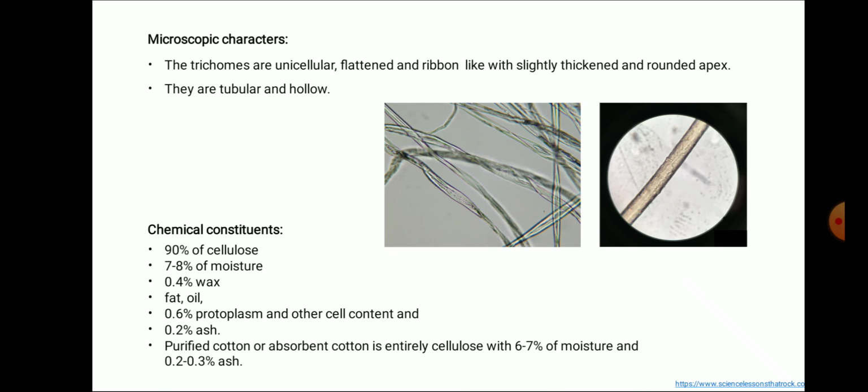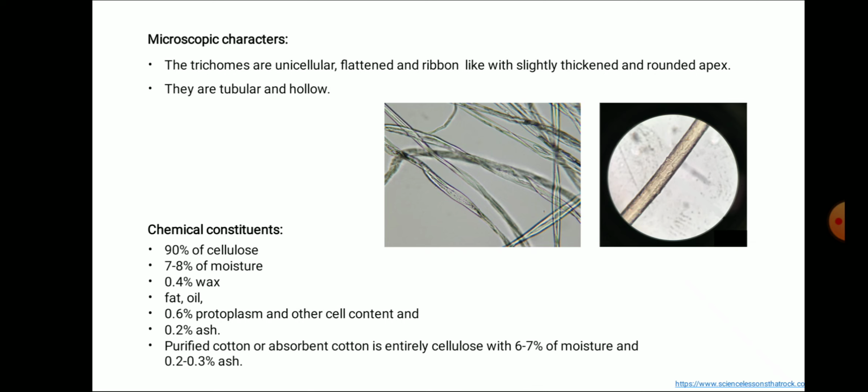Okay, the microscopical characteristics. The trichomes are unicellular, flattened and ribbon-like with a slightly thickened and rounded apex. They are tubular and hollow. As you can see in this picture, you can understand our laboratory session. And you should know the hollow part of the cotton fiber. The name of the hollow part of the cotton fiber is the lumen.